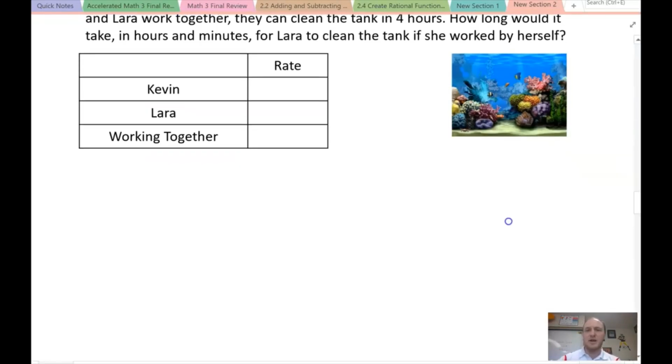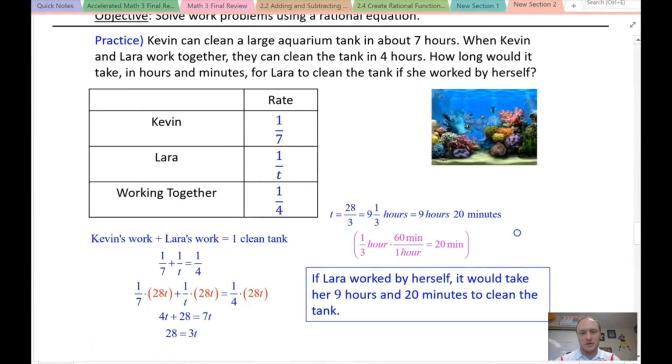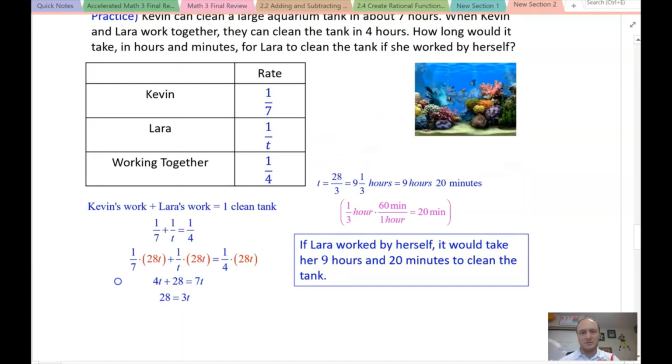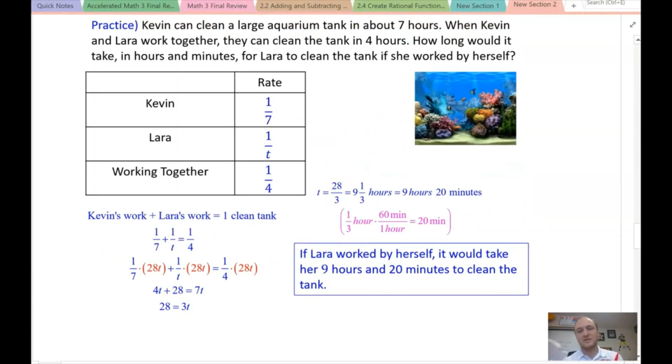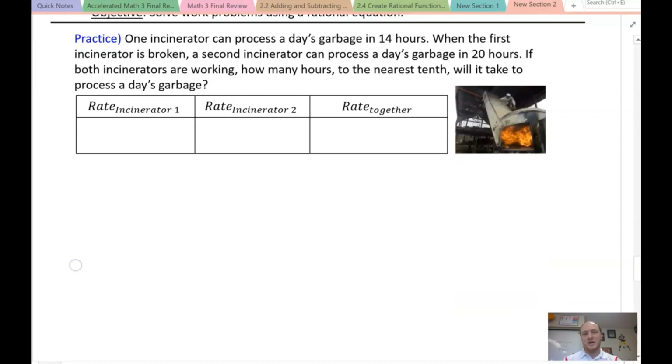All right, I'm glad you put in that work. Okay, and here is your answer. It will take Laura, if she works by herself, 9 hours, 20 minutes to clean that fish tank. Okay, that's a long time. That's a pretty big fish tank. You think about it. She must, yep, it's an aquarium tank. Okay, all right, and then here is the second practice problem. We're talking about burning garbage, okay, an incinerator. Okay, so go ahead, pause the video, attempt this problem.